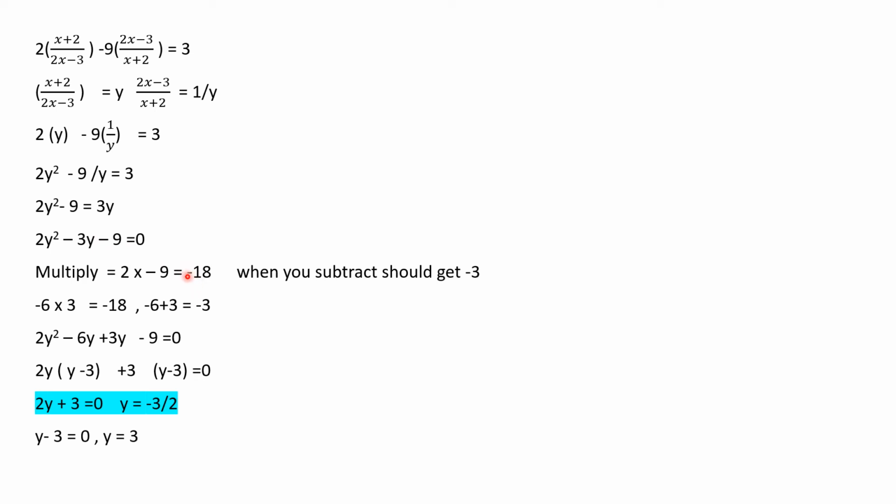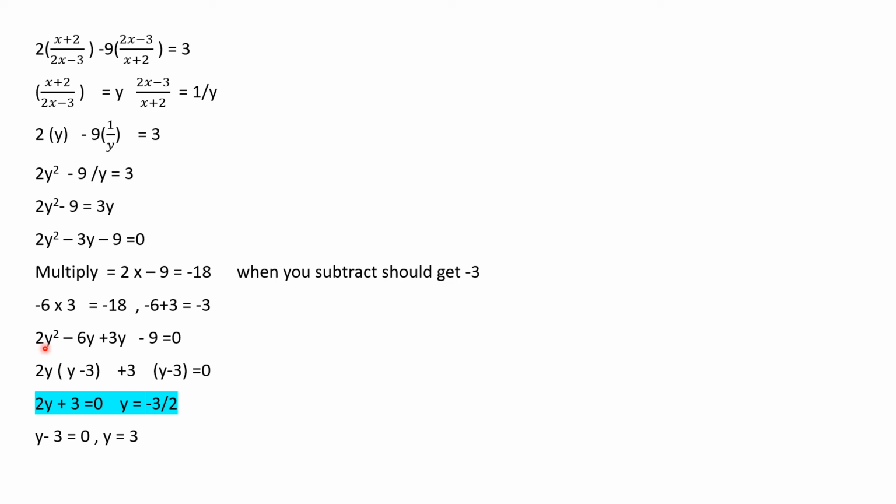This minus is saying that when you subtract you should get the middle number, minus 3. So what is that number? When you multiply you will get minus 18, and when you subtract, minus 3. It is very easy. Minus 6 into 3, when you multiply you will get minus 18. Minus 6 plus 3, when you subtract you will get minus 3, right?